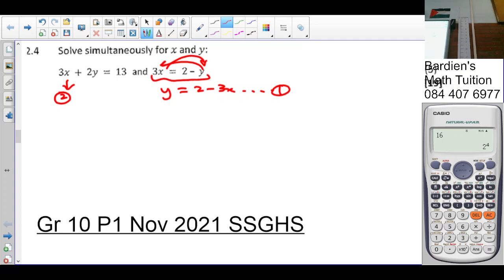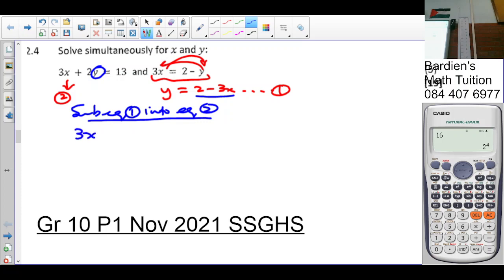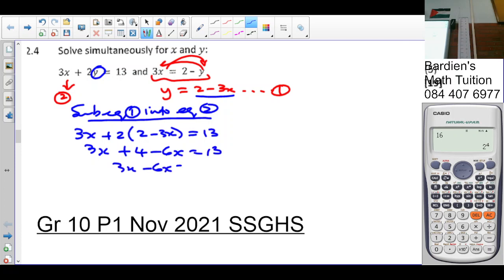So what you're going to do is you're going to substitute equation 1 into equation 2. So wherever we see a y, we replace it with 2 minus 3x. Definite question in the exam. So it's 3x plus 2 into 2 minus 3x equals 13. So it's going to be 3x plus 4 minus 6x is equal to 13. So it's going to be 3x minus 6x is equal to 13 minus 4. 13 minus 4 is 9. And negative 3x. Divide by negative 3 both sides, so x is minus 3.